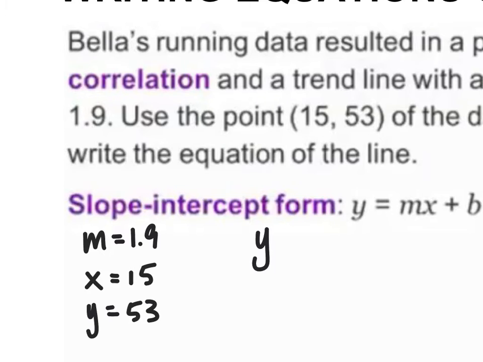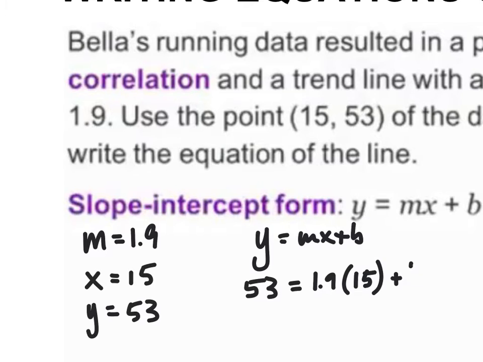Now we're going to use the equation y equals mx plus b. I'm going to plug in 53 for y, 1.9 for m, and 15 for x, plus b. Now I'm going to take 15 times 1.9, and that gives me 28.5. So I have 53 equals 28.5 plus b. Now I want to subtract 28.5 from both sides.